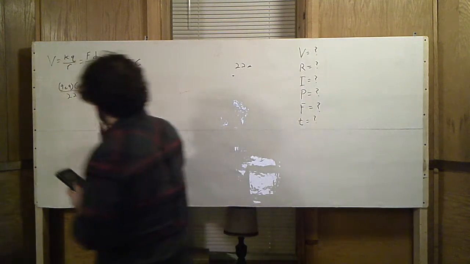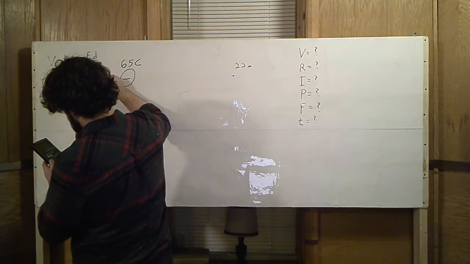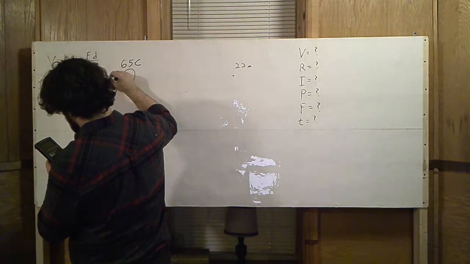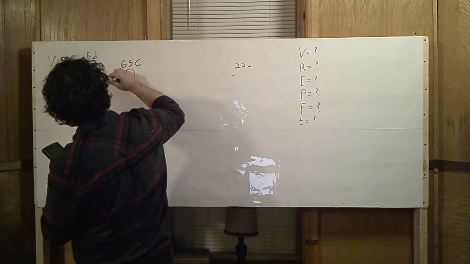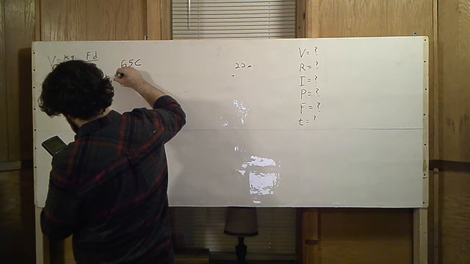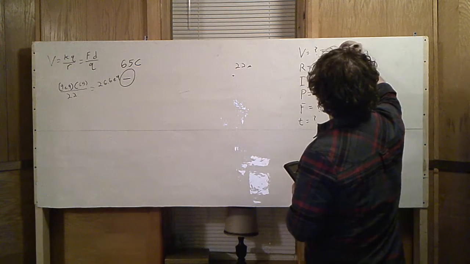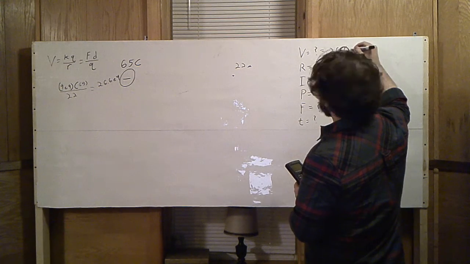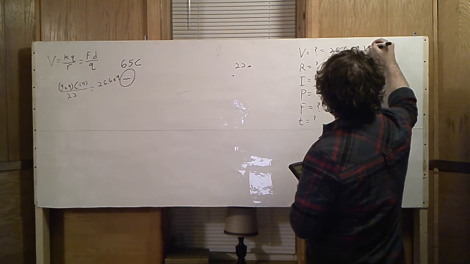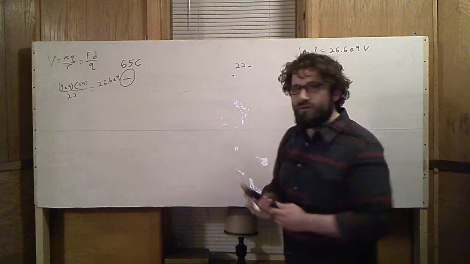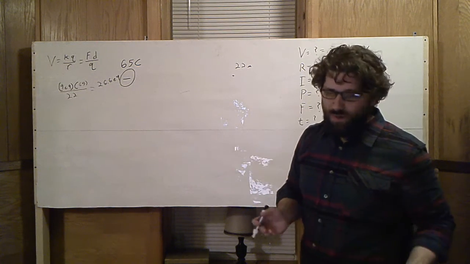Okay, the voltage I get is 26.5. Round that to 26.6E9. Okay, voltage: 26.6E9 volts.